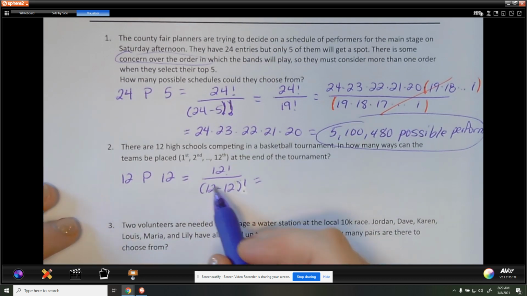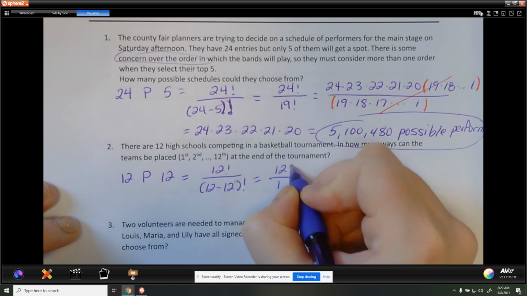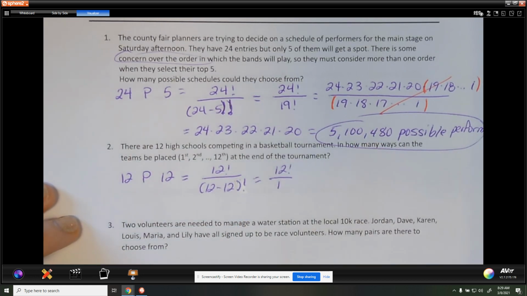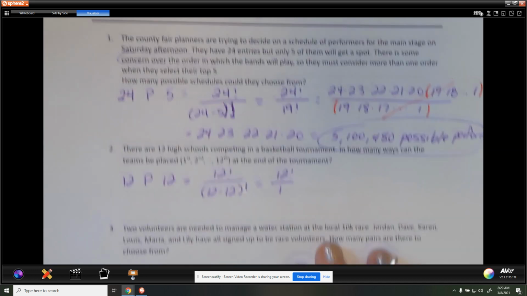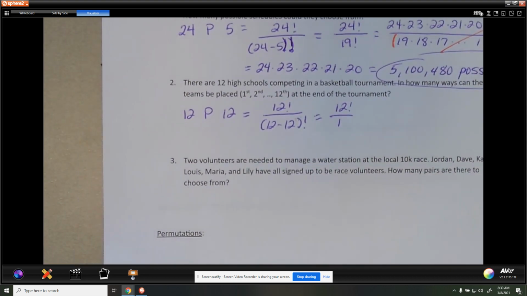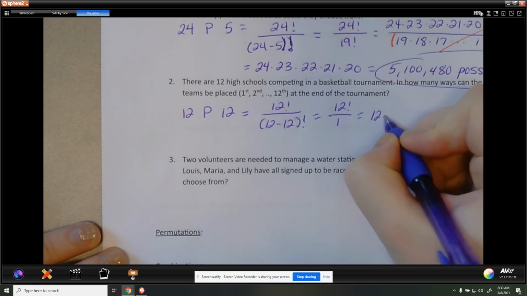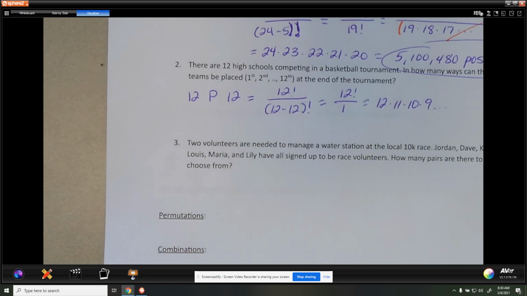So 12 minus 12 is 0, and 0 factorial is just 1. So we've got 12 factorial. This is in your calculator somewhere if you've got one at home. You can also use a website, a permutation calculator. But what's happening is we're just doing 12 times 11 times 10 times 9, on and on. So I'll do that in my calculator.